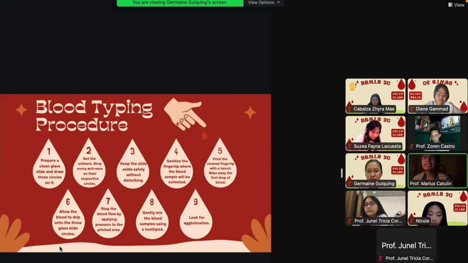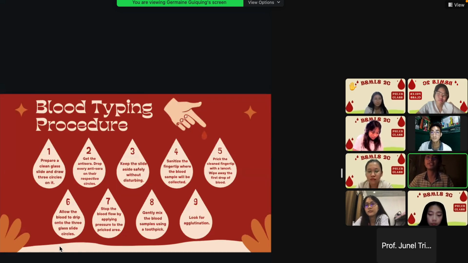First is to prepare a clean glass slide and draw 3 circles on it. So guys, hindi naman natin kailangan mag-draw talaga ng 3 circles. Pwedeng mentally na lang natin imagine na yung mga samples natin, or yung 3 drops, dapat magkakahiwalay. May ample spaces in between. Kailangan kasi na may space in between para hindi ma-contaminate, kunwari yung isang blood, hindi siya mag-join or mag-mix sa pangalawang drop of blood.